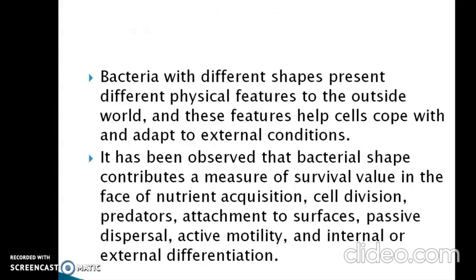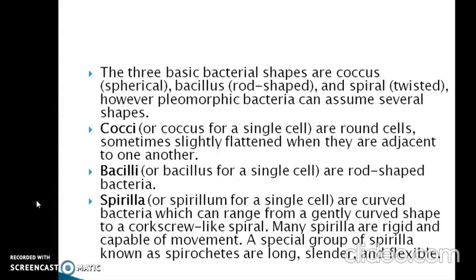Bacteria with different shapes present different physical features to the outside world, and these features help cells cope up with and adapt to external conditions. It has been observed that bacterial shape contributes a measure of survival value in the face of nutrient acquisition, cell division, predators, attachment to surfaces, passive dispersal, active motility, and internal or external differentiation. As mentioned earlier, the three basic bacterial shapes are coccus, bacillus, and spiral.